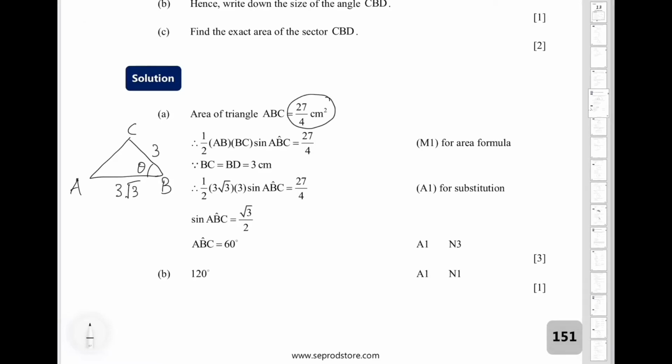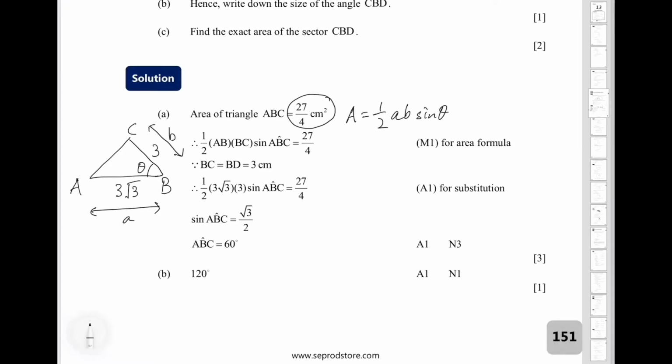Then, based on the information given, we know the sizes AB and BC, and the unknown angle is between 3√3 and 3. So based on this combination, we can have a look at this formula: the area of the triangle equals 1/2 ab sine theta, where theta is the angle between a and b. Also, this formula can be found from the formula book. Based on this triangle, we can consider AB to be the small letter a, and BC would be the small letter b.